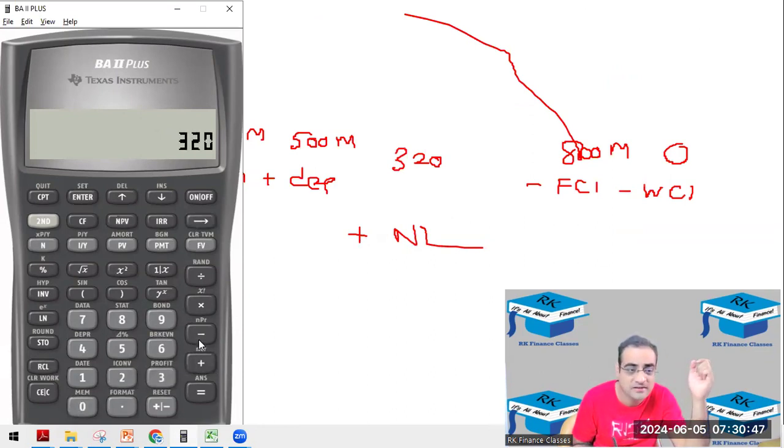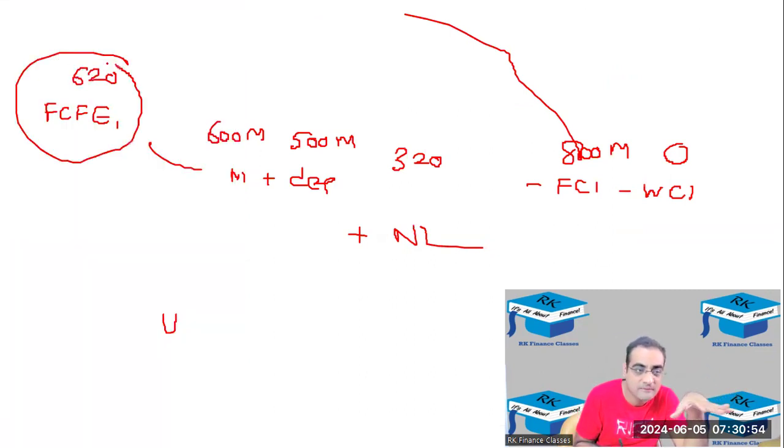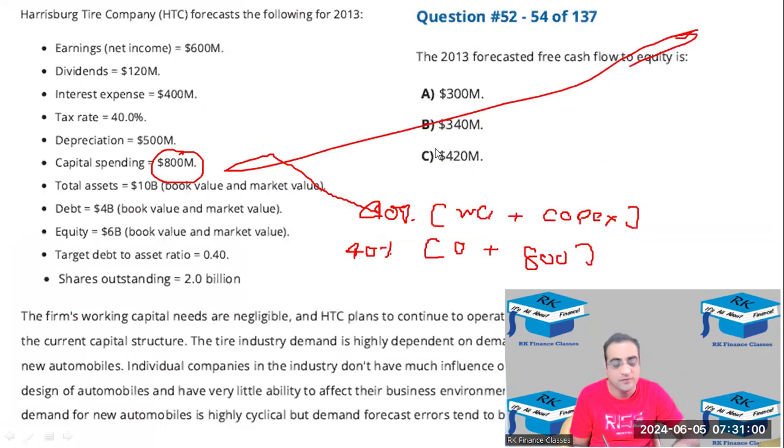Okay, minus capex is 800 and minus WCI is 0. So this could be one answer, 620. FCFE1 is 620.